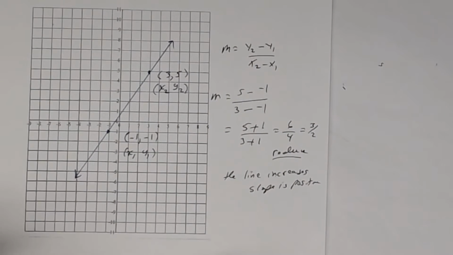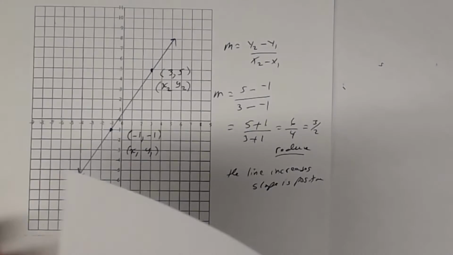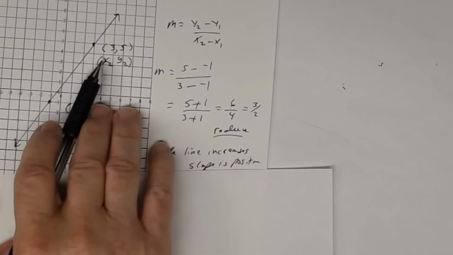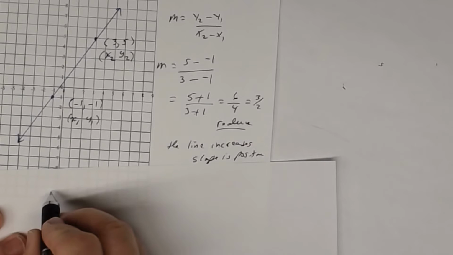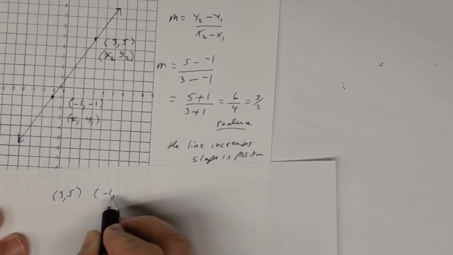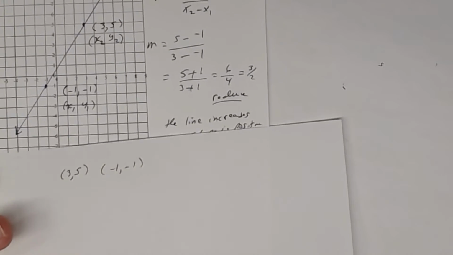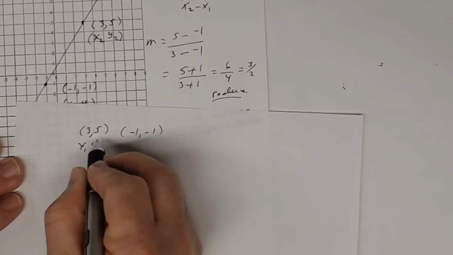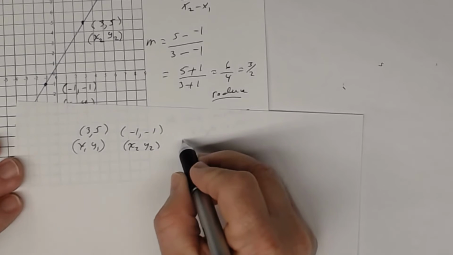Okay? All right, now I just want to show you this though. Someone else could have labeled this point as the first point instead. Let me go ahead and show you. So I'm going to rewrite the points, 3, 5, and then negative 1, negative 1. So someone else could have said, well, I'm going to call this the first point instead. So instead of saying x2, y2, we'll say x1, y1. And then we'll make this x2, y2. The point is, it does not matter.